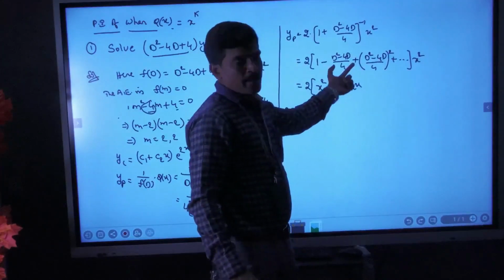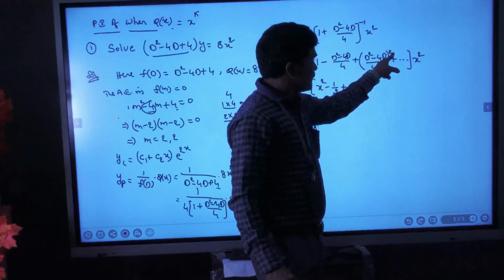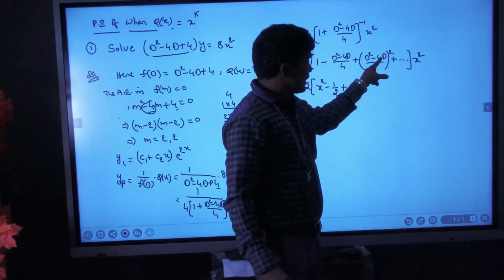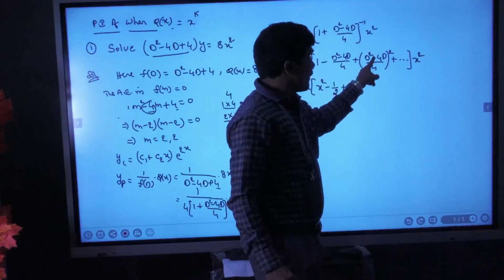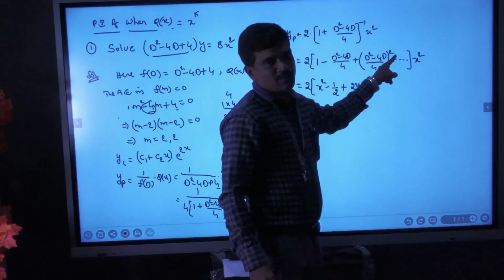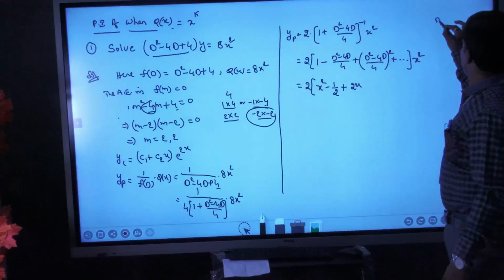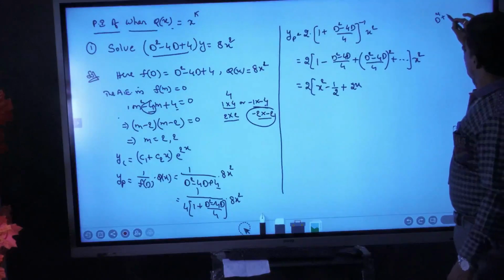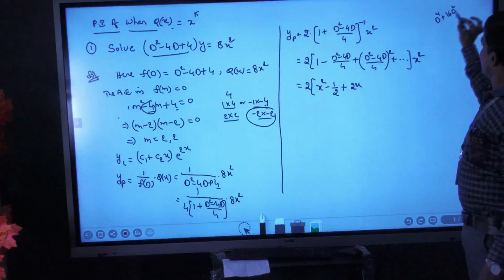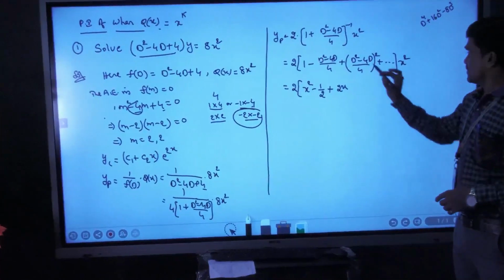Completed this one. Next, after expansion we get d power 4 plus 8d square plus 16d square minus 8d cube. So in this case, expand this, we get d power 4 plus 16d square minus 8d cube. We get these terms, right?